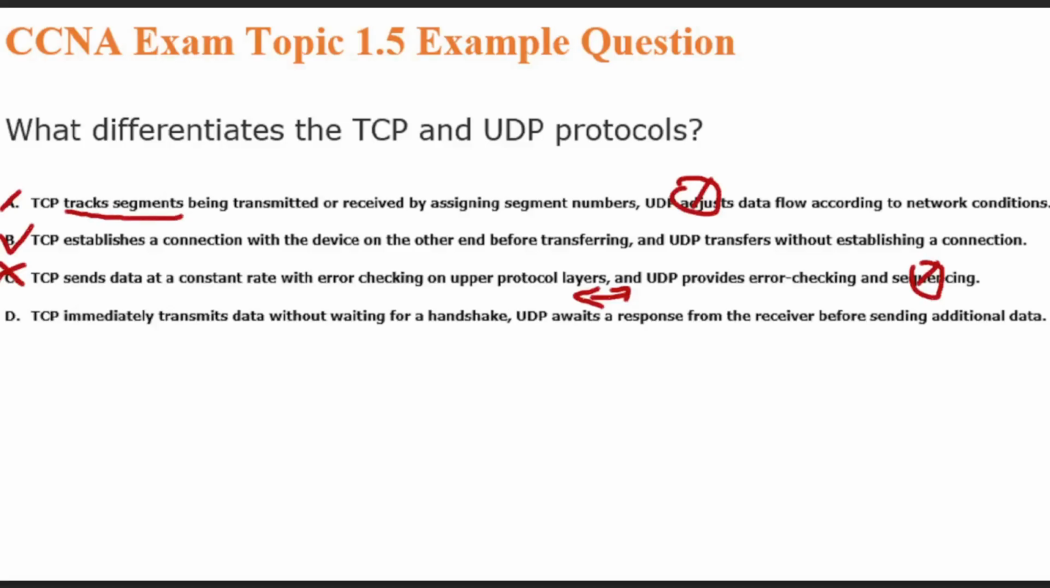Option D, TCP immediately transmits data without waiting for a handshake. We can stop right there, because TCP always uses a handshake. Option D can be eliminated. That leaves option B as the correct answer.